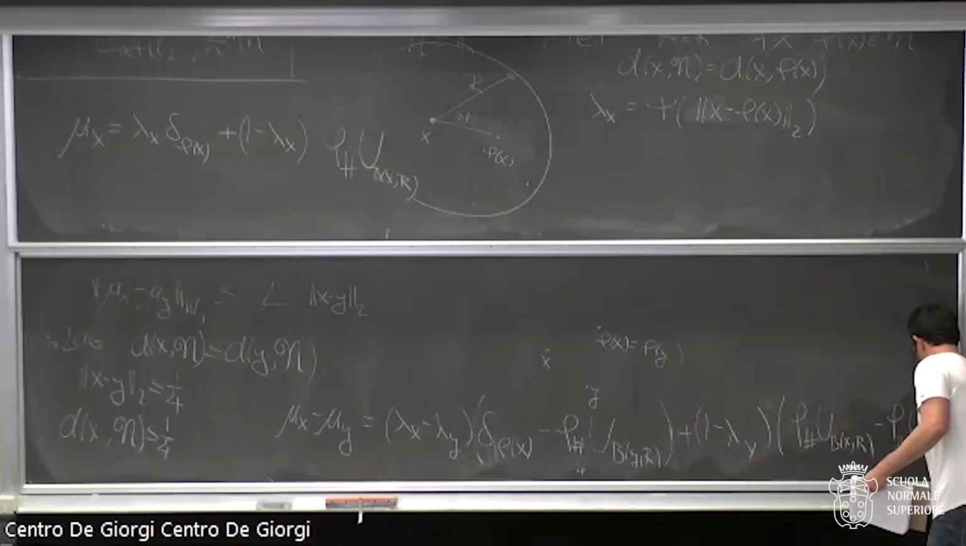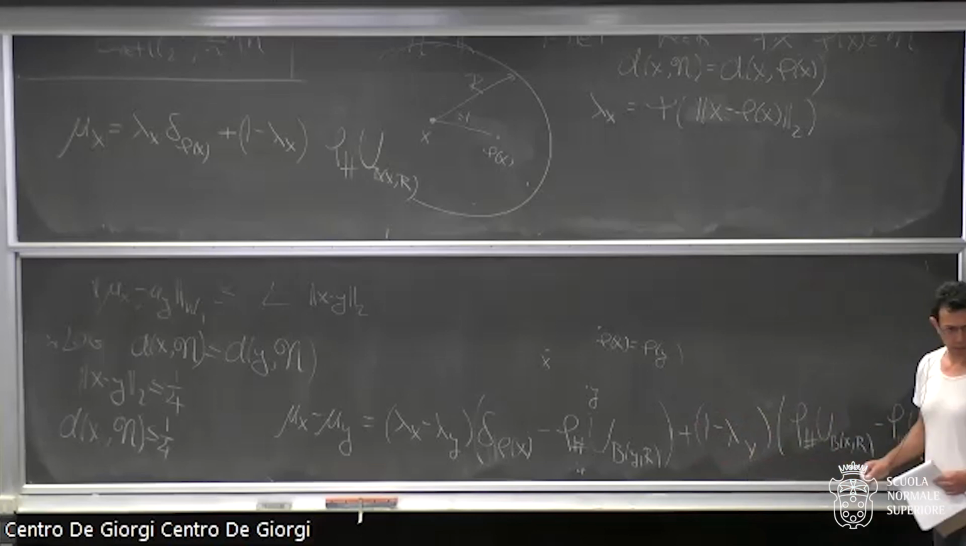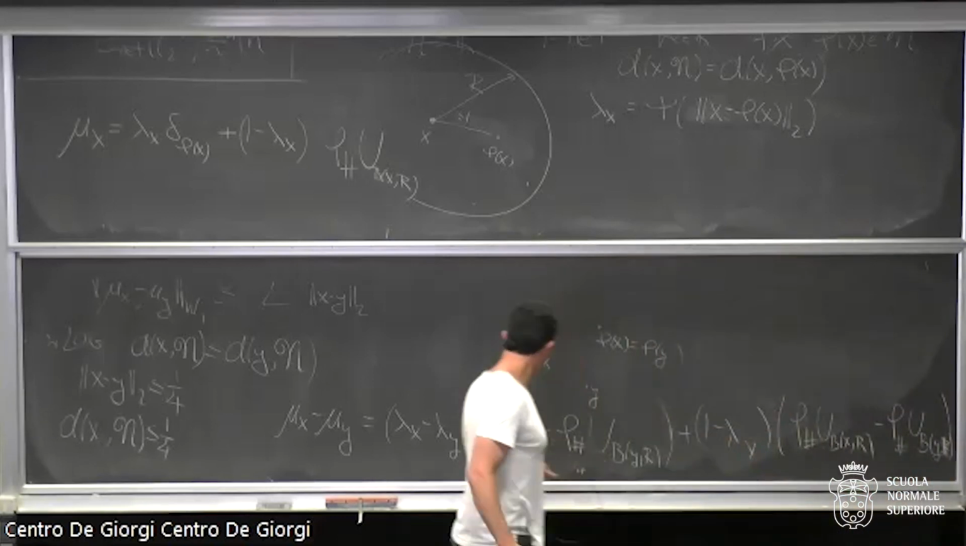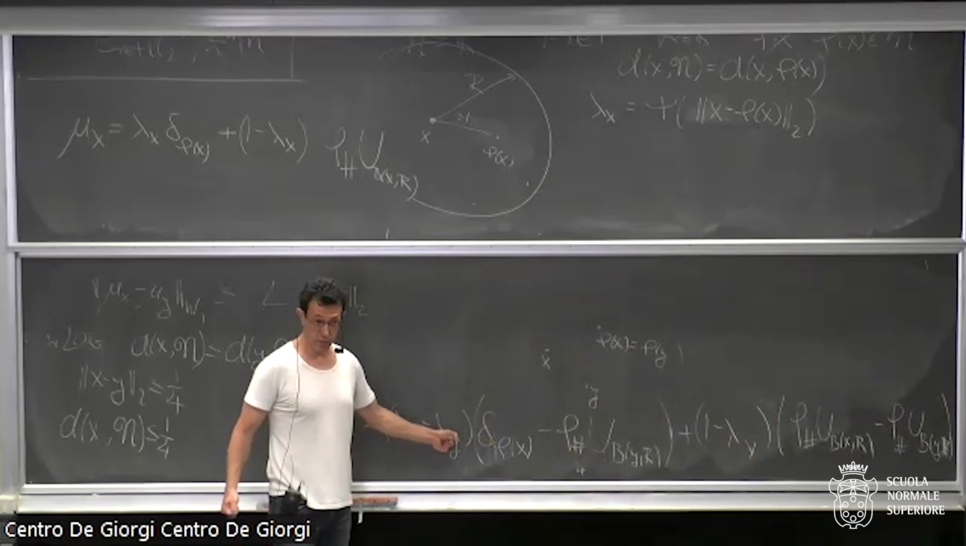U is uniform. R is still a parameter that I need to choose. Okay, so just subtract. There is the difference, the delta mass of phi of x. The difference between them is the lambdas. This is a Lipschitz function.